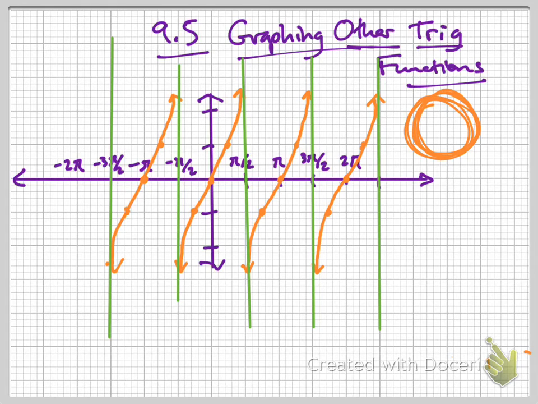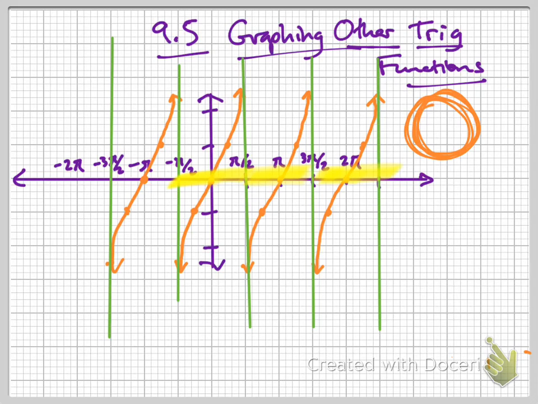What you'll end up seeing is that these graphs only have a period of pi, because if you look here, it's just this pi, it repeats, then another pi, it repeats. So the period is only pi for the tangent and cotangent graphs.